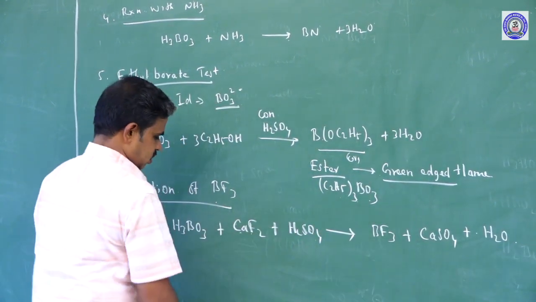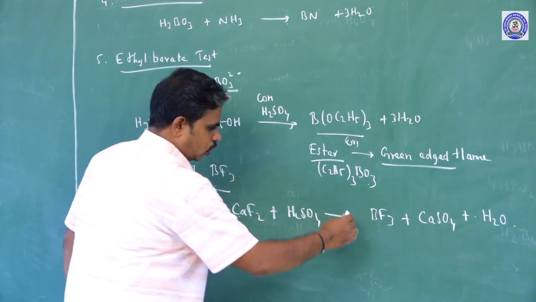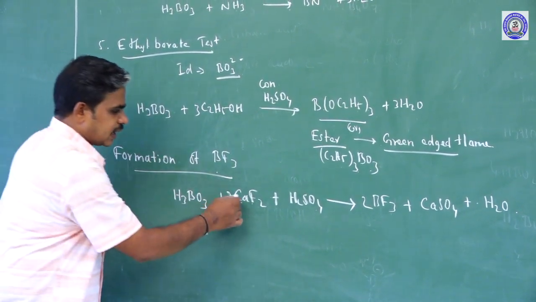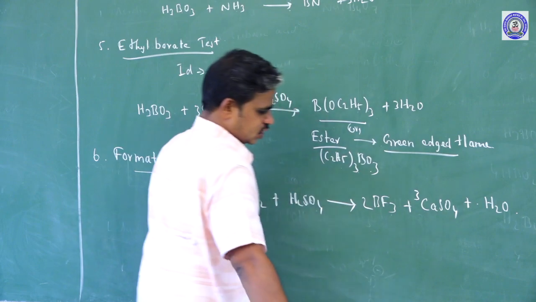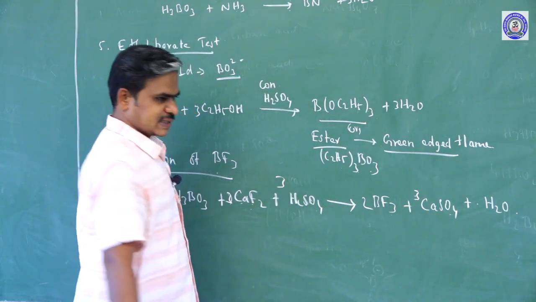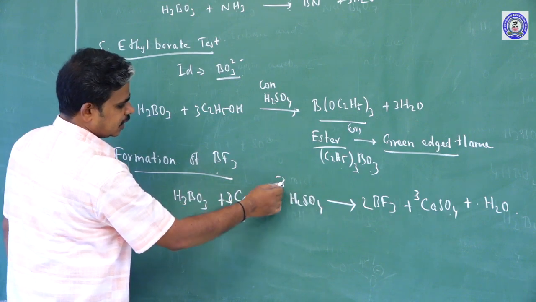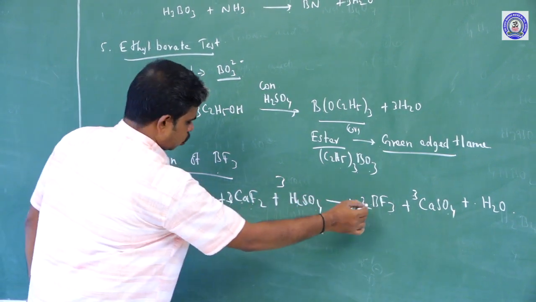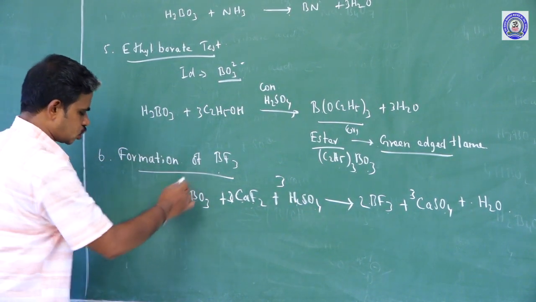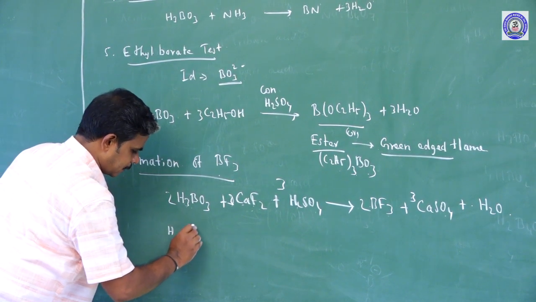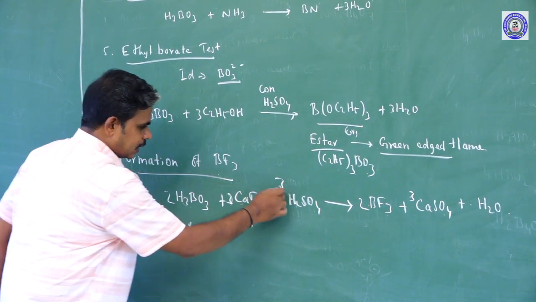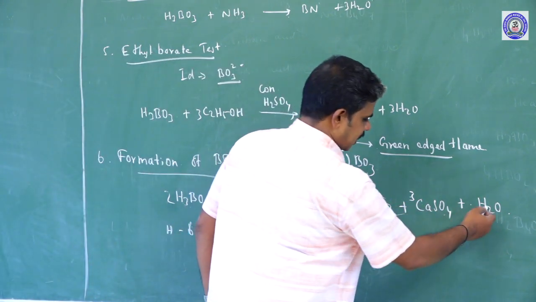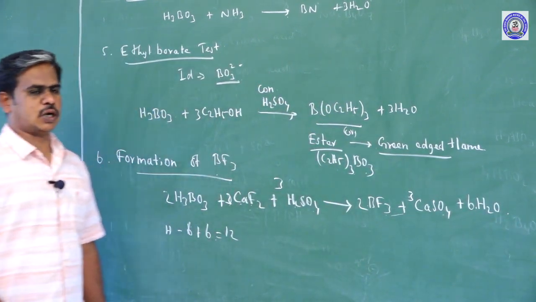Now balance the equation. Here fluorine is 2 and here 3, so opposite, here 2 and there 3. Now 3 calcium, so here it is 3 calcium, and 3 sulfate. Hydrogen, we take 6 hydrogen, and here 2 boron. So hydrogen is 12, 6 and here also 6, so totally 12 hydrogen is there, so 6 water molecules are produced.